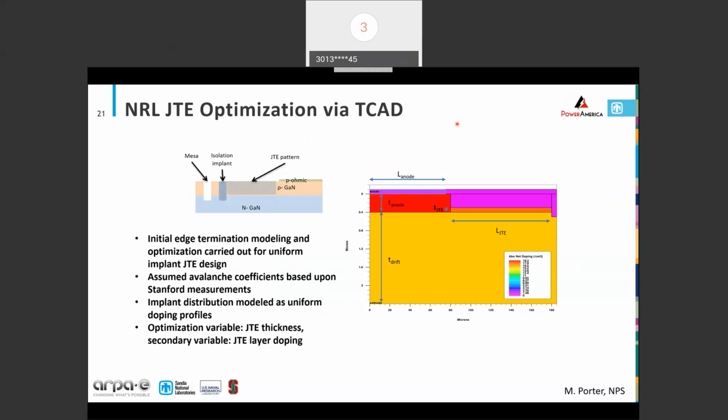And so we're doing TCAD. This is actually kind of a mirror image; the contact is here on the left of the TCAD image. But we can evaluate things like the thickness of the implanted JTE region, doping profiles, and so forth. So we've been doing this for the various edge termination designs for the foundry devices.